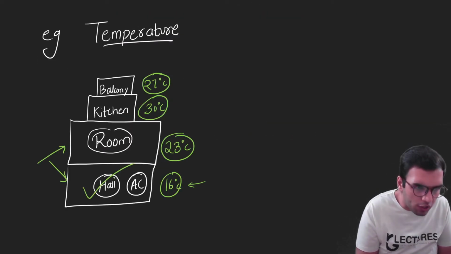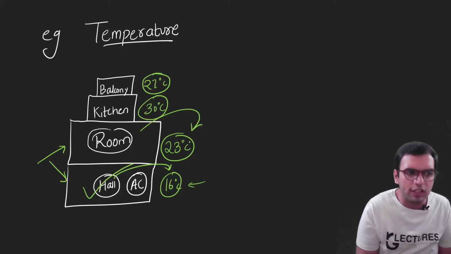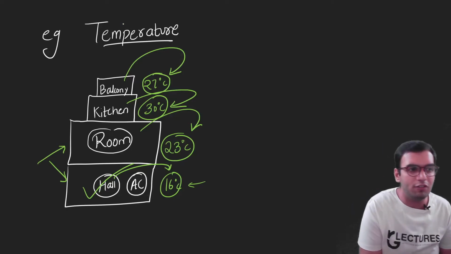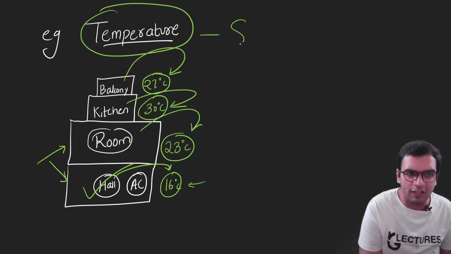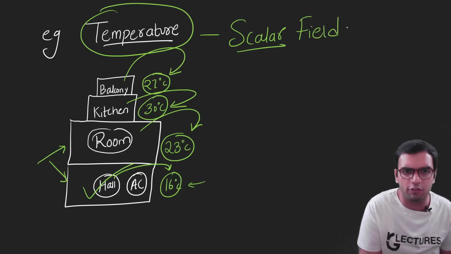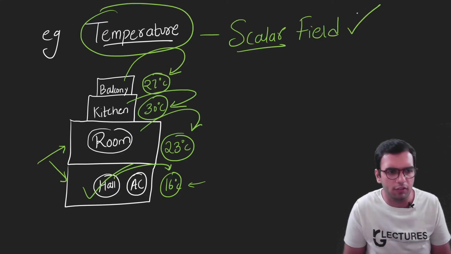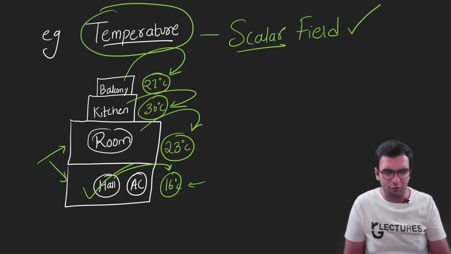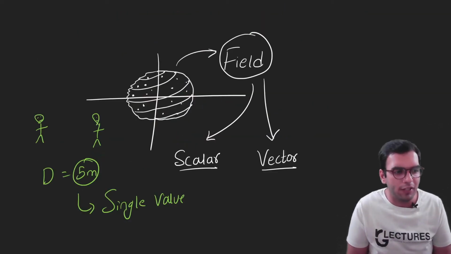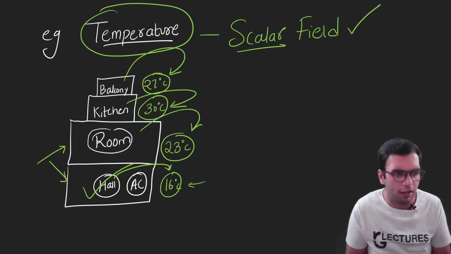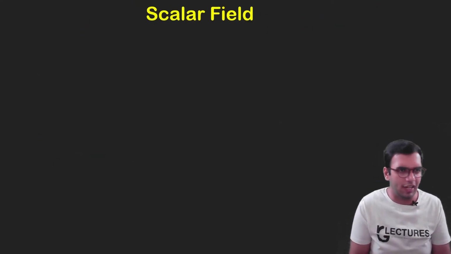For example, in the hall it is 16 degrees, in the room it is 23 degrees, in the kitchen it is 30 degrees, in the balcony it is 27 degrees. So what is temperature then? Temperature is a scalar valued function, or the scalar point function, and it represents a scalar field. I hope this covered your question. If not, then pause the video and think yourself. You will get the answer. Usually we consider scalar as just a single valued function, because in class 11th and 12th we have that option only, but here it is not like that. So temperature is a scalar field.